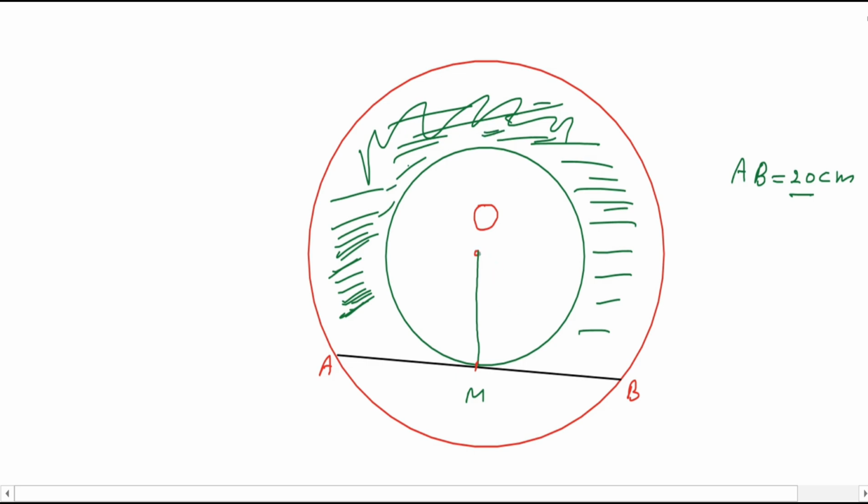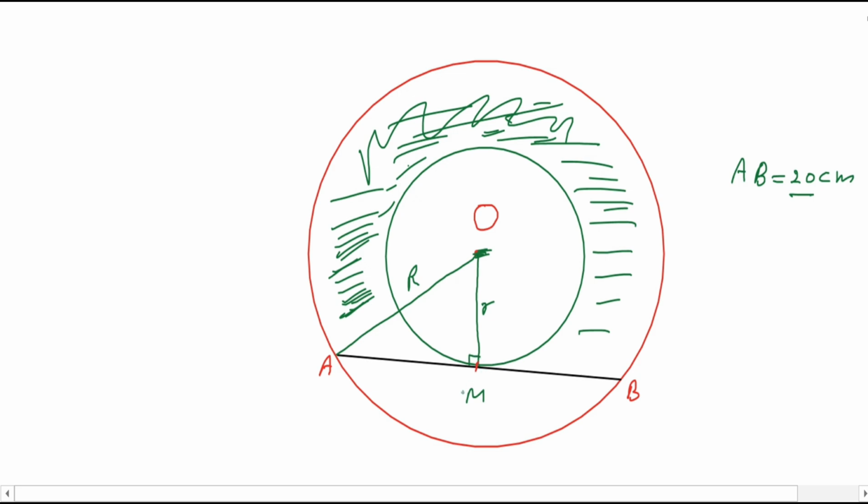So if we join O, that is the center of both the circles, with the point of contact M, that will give the radius of the internal circle. If we call it small r, and if we join A with O, that will also give the radius of the external circle. If we call it capital R, that means capital R will be the radius of the bigger circle and small r is the radius of the smaller circle, and this angle is in fact 90 degrees.